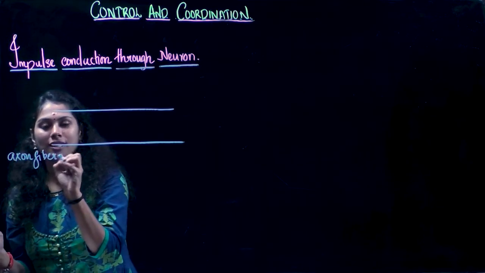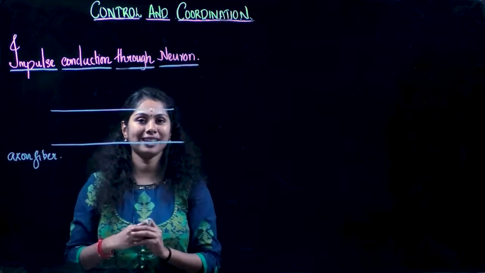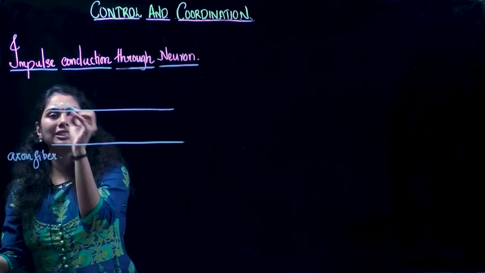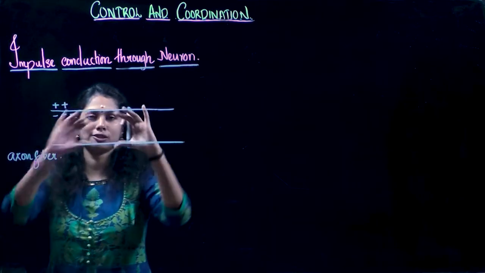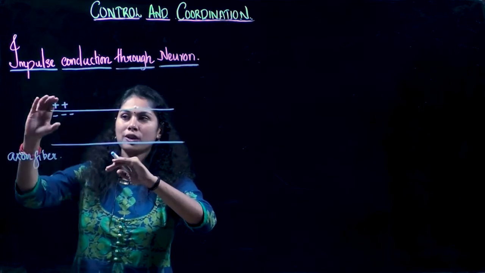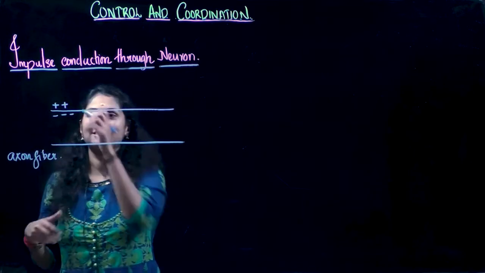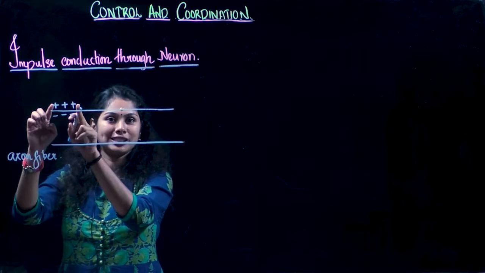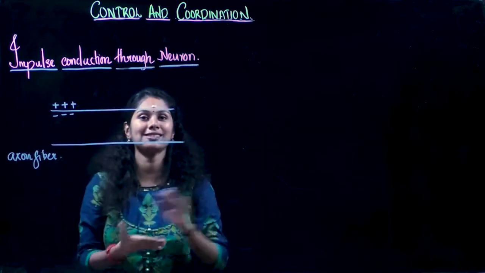And if we see the permeability of this membrane, in a normal state, its outer side will always be positive and the inner side, the axoplasm, will be negative. This is the axoplasm, this is the axon, this is the outer part. So I am just drawing along this line so that you can easily understand it. The outer membrane will always be positive and the inner membrane will always be negative in a resting state.